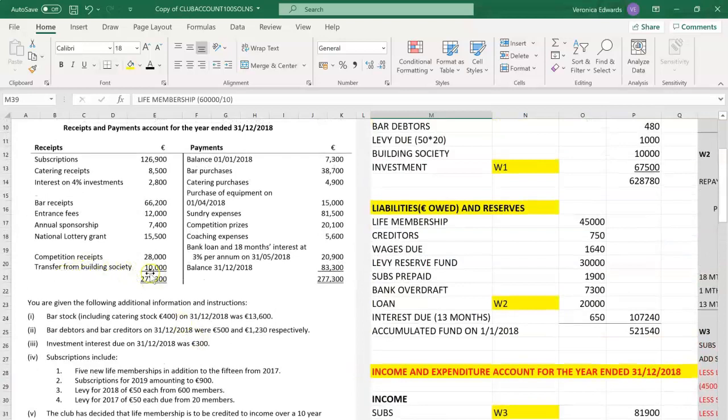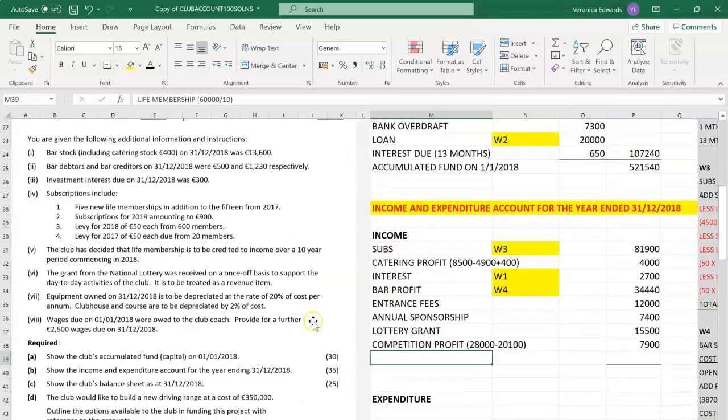Lastly, a transfer from the building society is not a source of income, okay? So you just need to look a little bit further down through the question to see if there's anything else. There's something here you need to watch, okay?